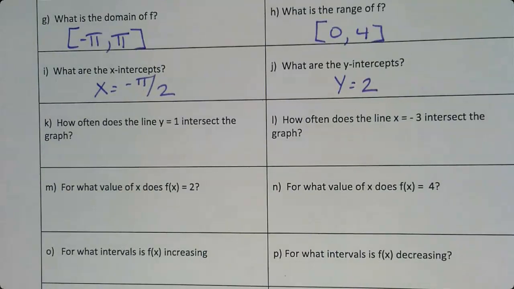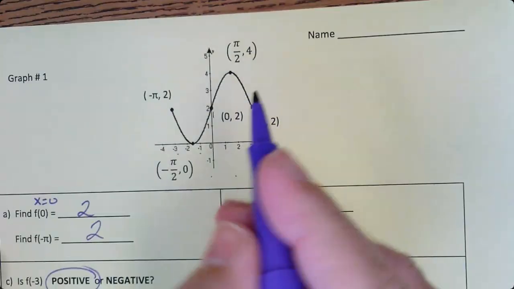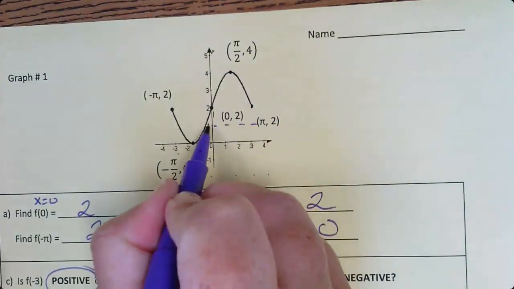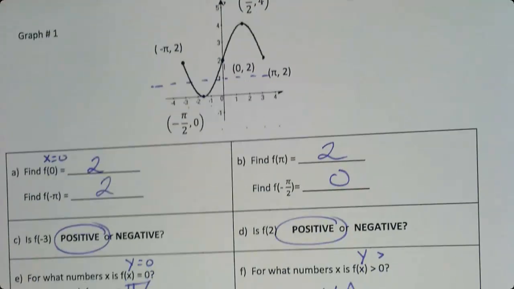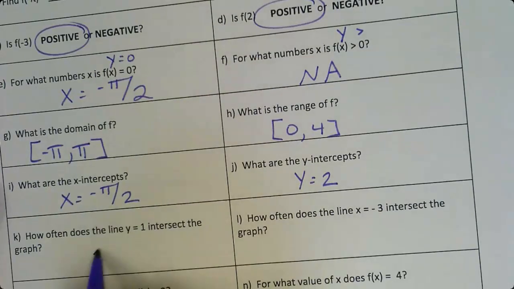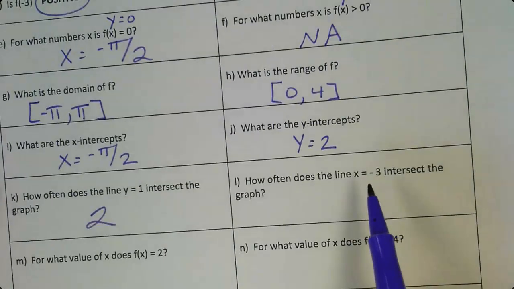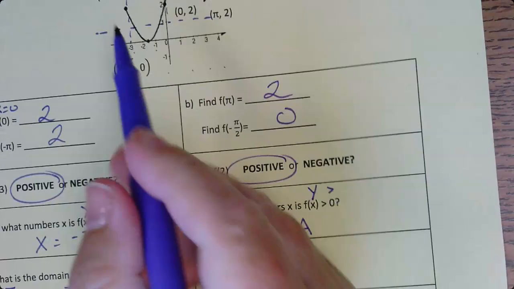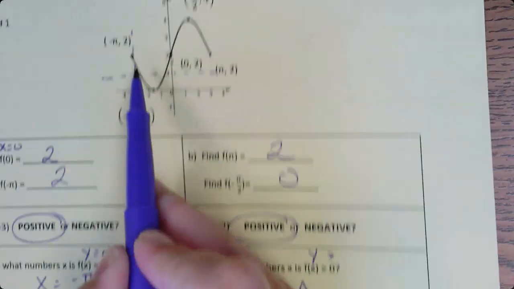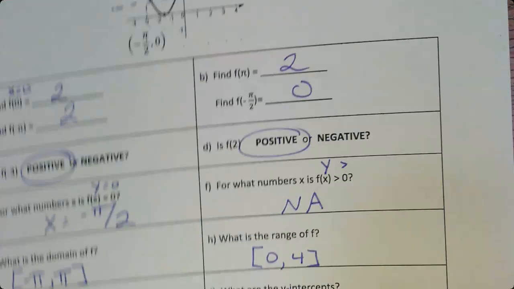How often does the graph cross y equals 1? So 1 is going to be right here. How many times does my little dotted line touch the graph itself? The answer is 2 times. We want x equals negative 3, so negative 3 is right here, and it looks like it touches 1 time.